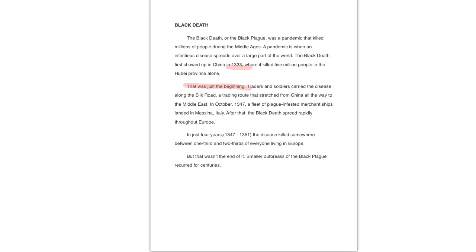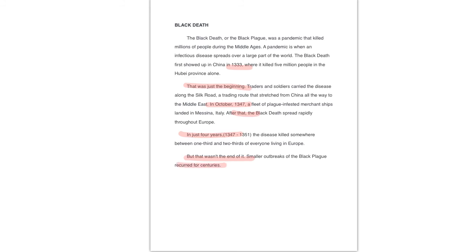Traders and soldiers carried the disease along the Silk Road, a trading route that stretched from China all the way to the Middle East. In October of 1347, a fleet of plague-infested merchant ships landed in Messina, Italy. After that, the Black Death spread rapidly throughout Europe. In just 4 years, the disease killed somewhere between 1/3 and 2/3 of everyone living in Europe, but that wasn't the end of it. Smaller outbreaks of the Black Plague reoccurred for centuries.